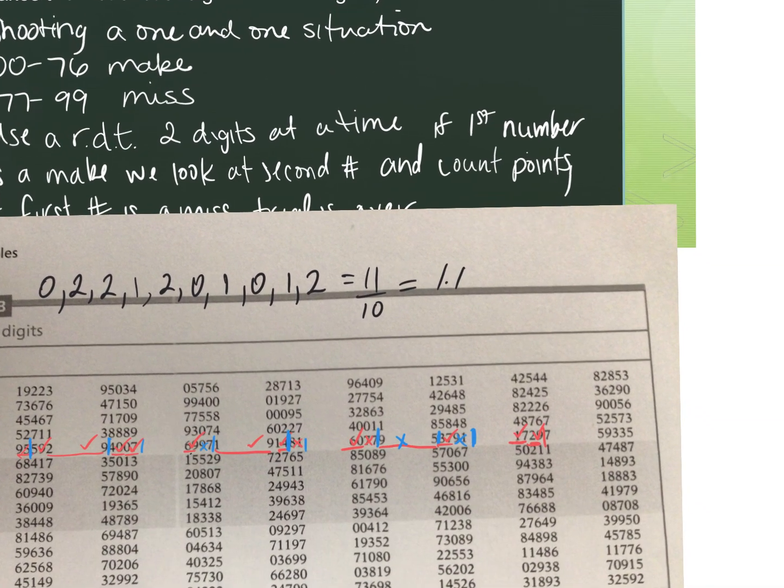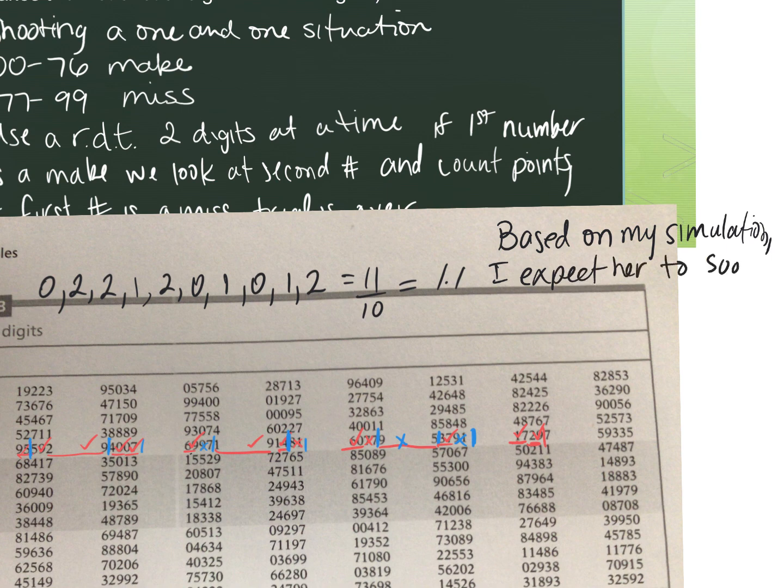So based on my simulation, I expect her to score an average of 1.1 points in a 1-and-1 situation.